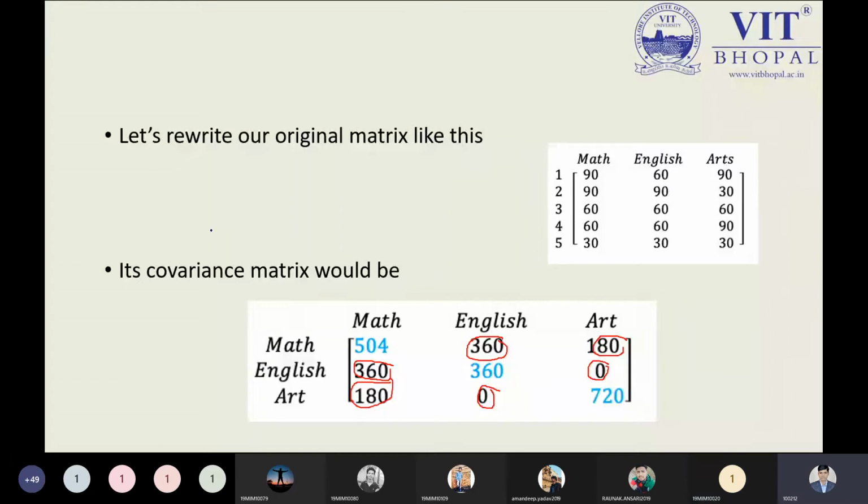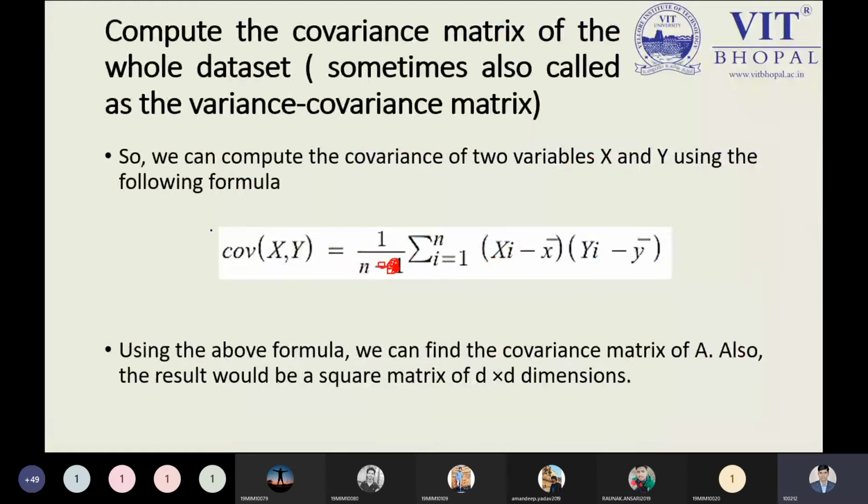Okay, see, let me inform you all once again. We compute the covariance of two variables. So what is written? We need to compute the covariance, and without the variance, are you able to get the covariance? Just tell me.